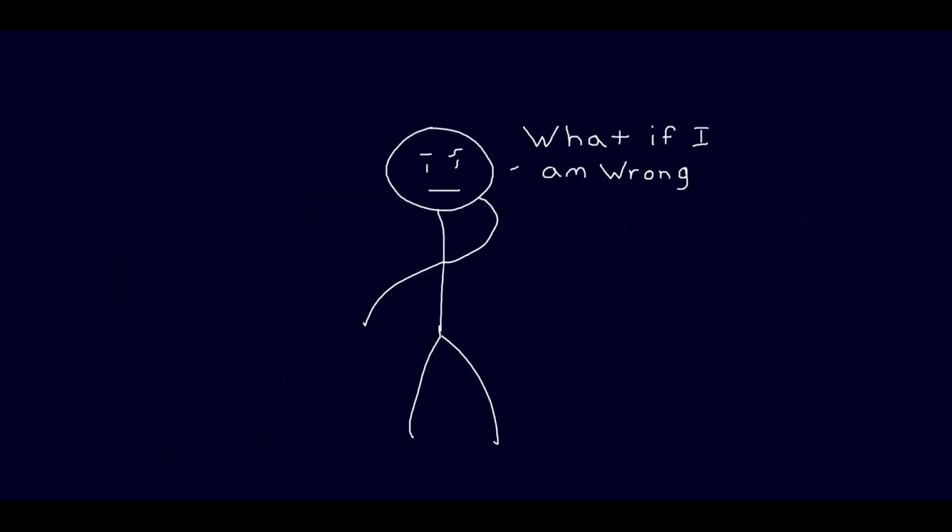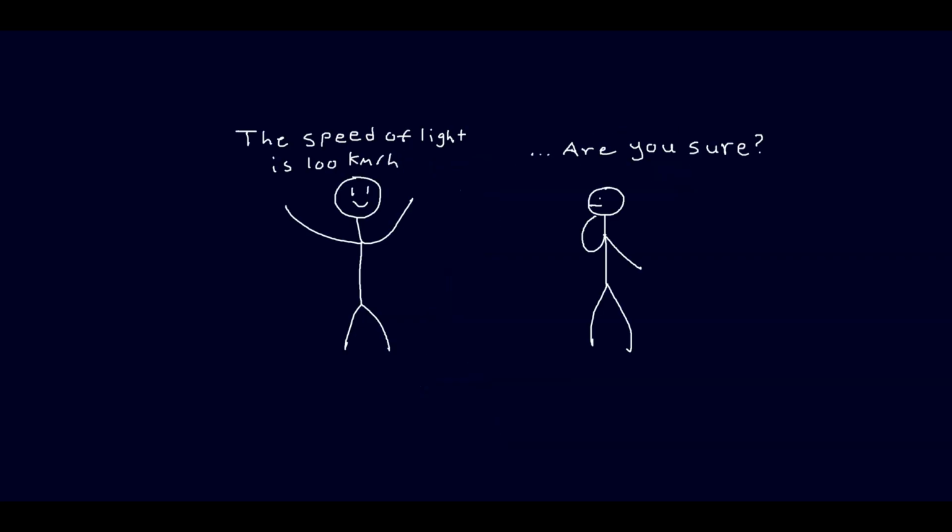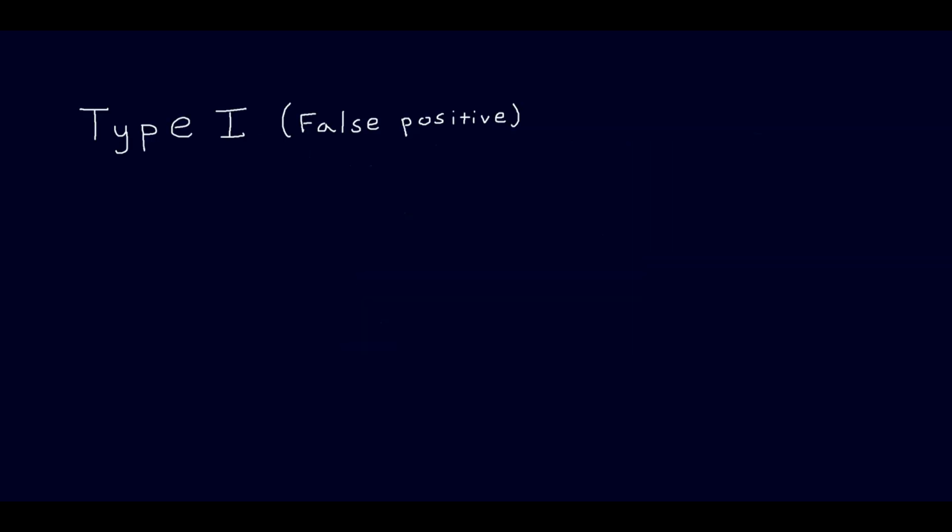Well, we actually have a concept for this. Given any statistical experiment, there is always the probability that you are just wrong, and there are two types of errors you can encounter. Type 1 errors, which are also known as false positives, are when you reject the null hypothesis, but it is actually correct.